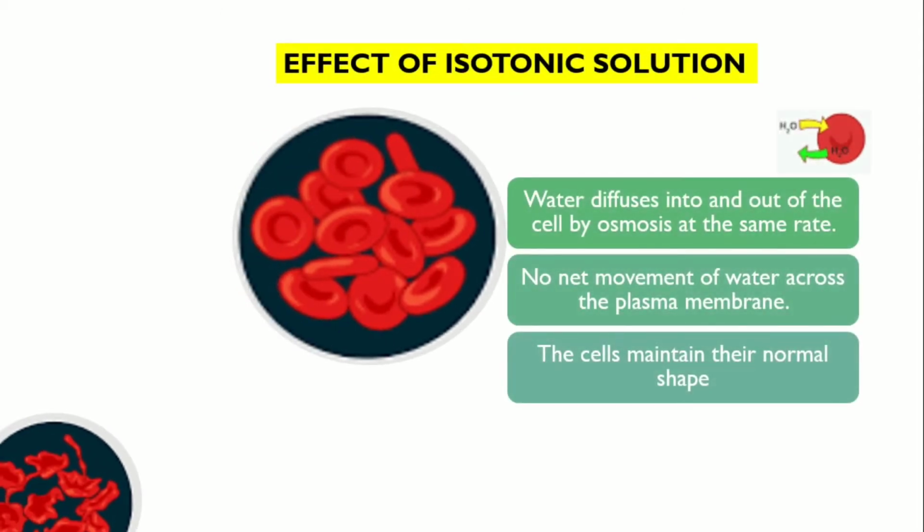Second is the isotonic solution. The water diffuses into and out of the cell by osmosis at the same rate, so there is no net movement of water across the plasma membrane, and the cells maintain their normal shape.